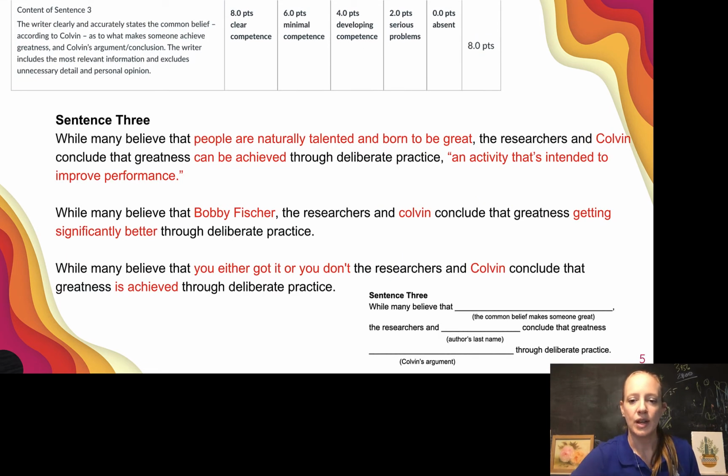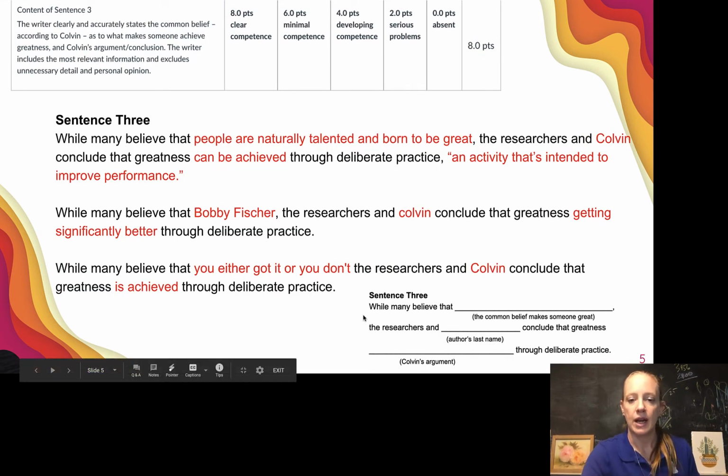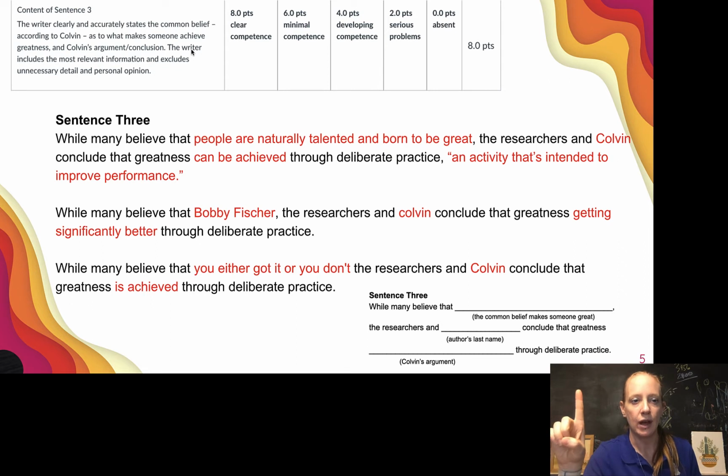All right, sentence 3. Sentence 3, this frame is down here. While many believe that blank, the researchers and blank conclude that greatness blank through deliberate practice. So I know that if I look at the rubric up here, I'm looking for what do people believe about greatness, according to Colvin, and what's Colvin's main argument. Those are the 2 most important things. So let's look at the first one. While many believe that people are naturally talented and born to be great, the researchers in Colvin conclude that greatness can be achieved through deliberate practice, an activity that's intended to improve performance.